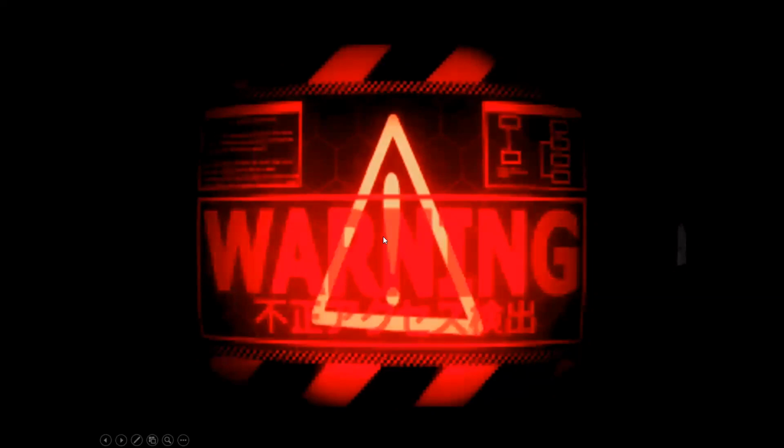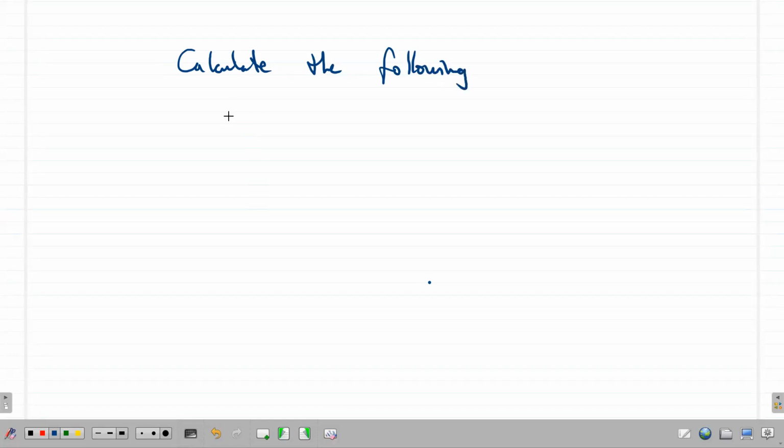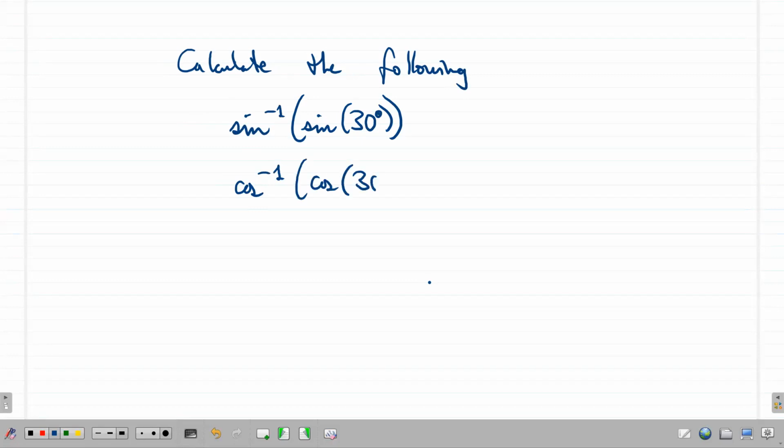So the example I want to look at now, if we've finished with this, let's again do a calculator calculation. Let's calculate the following. We're going to work out inverse sine, so arc sine of 30 degrees. Same for cos, inverse cos of 30 degrees. And finally, inverse tan of 30 degrees.